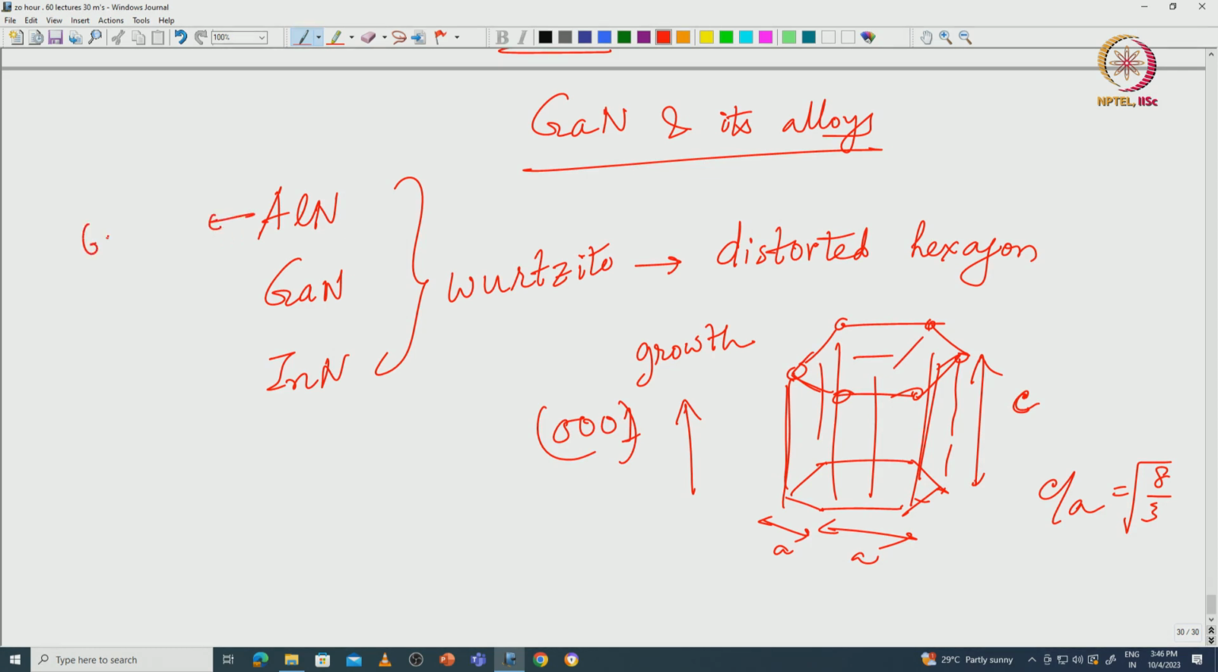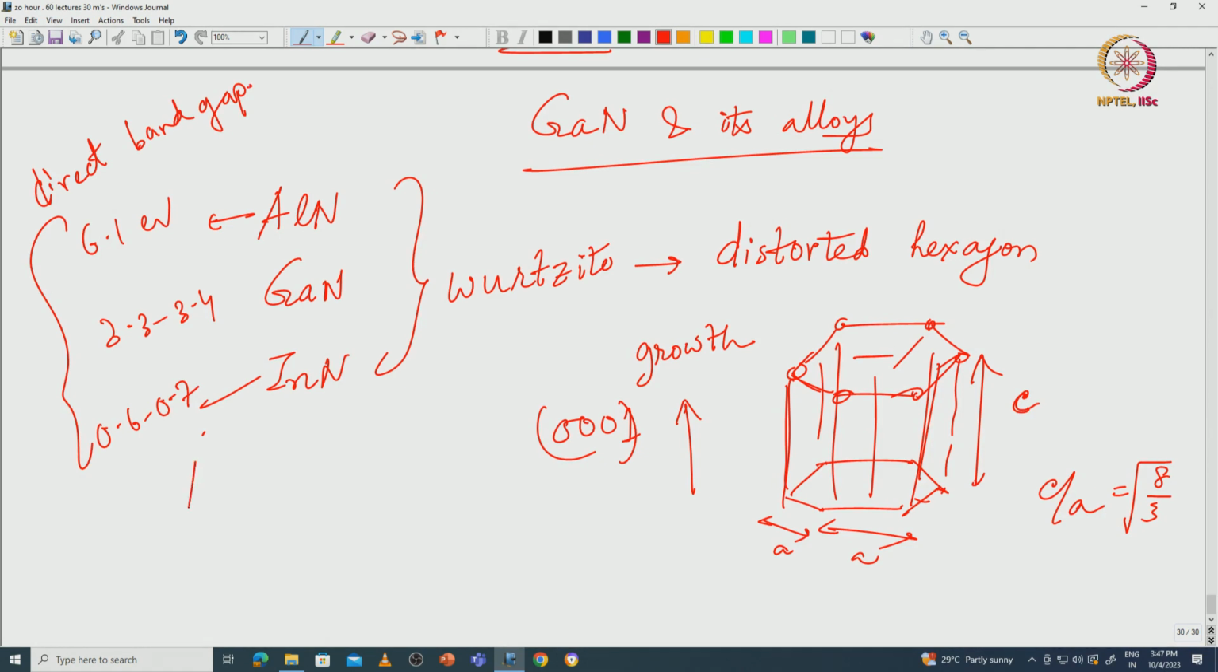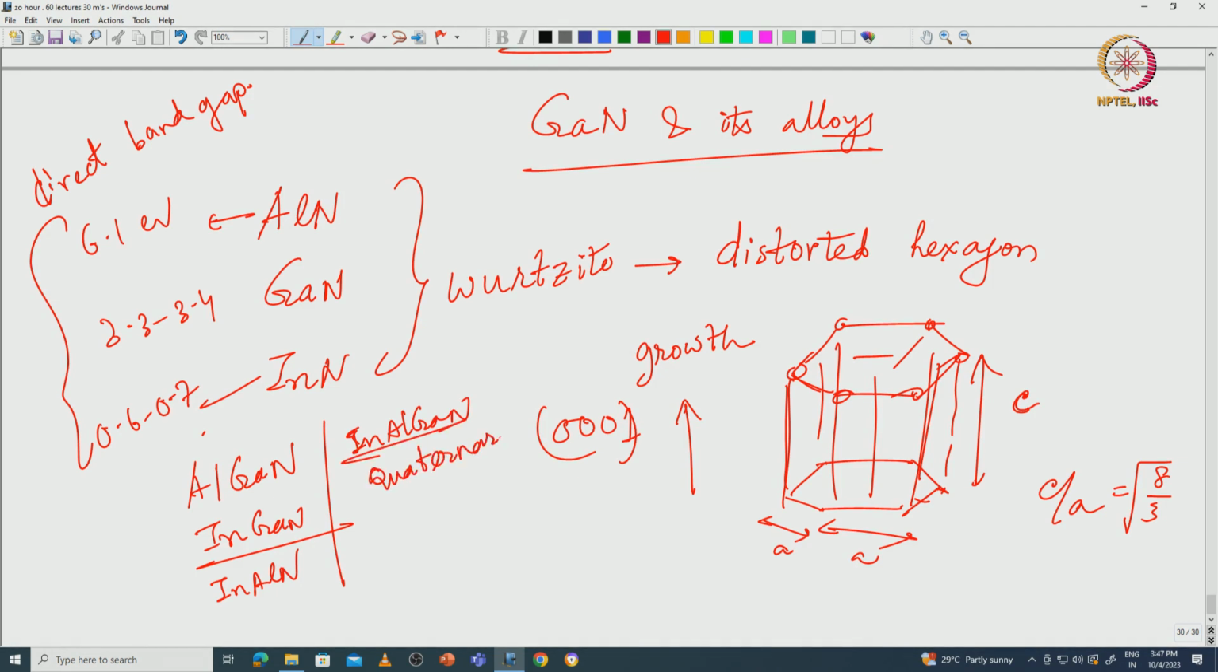This has a band gap of 6.1 to 6.2 electron volts, this is ultra wide band gap, this is 3.3 to 3.4 and this is around 0.6 to 0.7, okay. They are all direct band gap materials, so they can emit light and they can detect light very easily, okay. And you can mix and match alloys and form aluminum gallium nitride, for instance. You can form indium gallium nitride, which is used in all kinds of white LEDs today. You can form indium aluminum nitride. You can also form indium aluminum gallium nitride. If you have 4 of them, it is called a quaternary alloy, otherwise it is called a ternary alloy, okay.